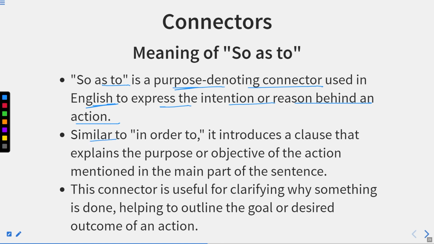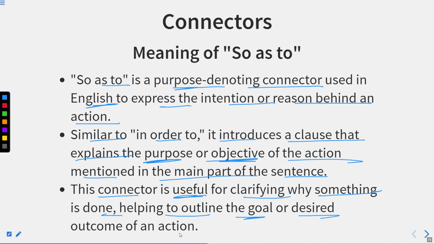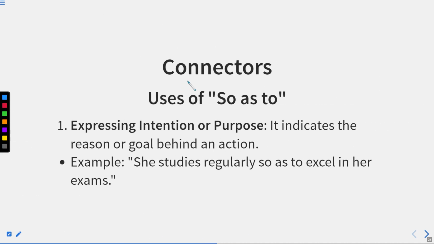Okay. Similar to in order to, it introduces a clause that explains the purpose or objective of the action mentioned in the main part of the sentence. The connector is useful for clarifying why something is done, helping to outline the goal or desired outcome of an action. Okay. Now let us discuss uses of so as to.